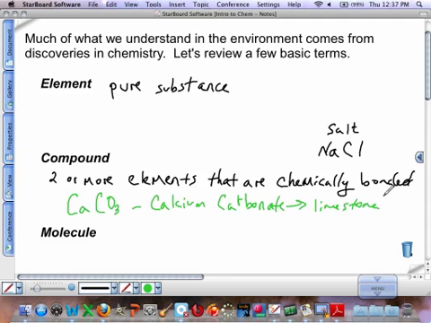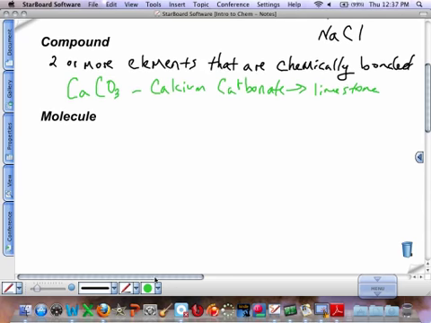Well, it's kind of a really difficult thing to define. I think you guys kind of get a general idea what a molecule is, but how do we actually define a molecule? Well, let's start off with H2O. Is H2O a molecule? No. H2O is not a molecule.